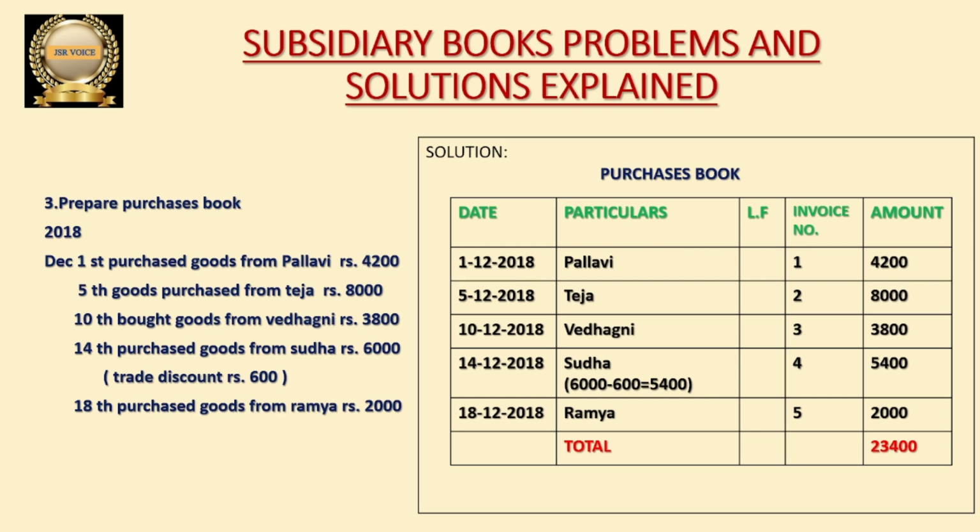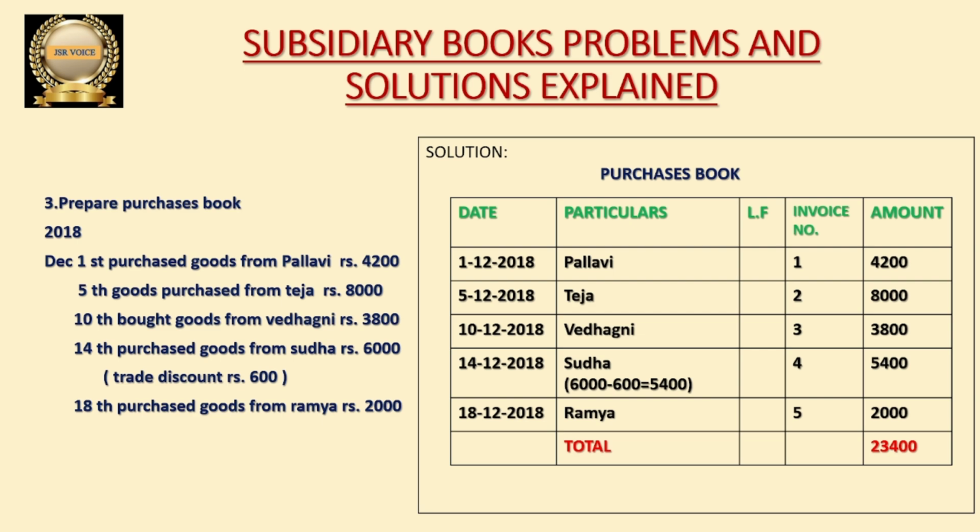18th date. Purchased goods from Ramya, rupees 2000. So they are purchasing goods from Ramya, 2000 rupees. Here purchasing goods only, not assets. One condition satisfied. The name Ramya is given, so the second condition is also satisfied. And nowhere is the word cash, so it is not cash purchases, it is credit purchases only. So it is satisfying all three conditions I gave in the beginning. We can record it in the purchases book.